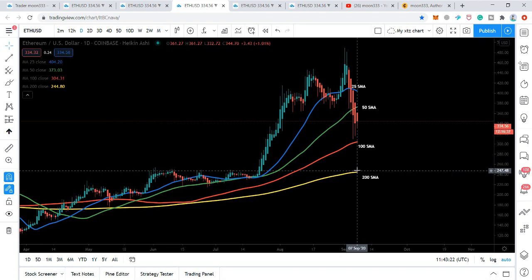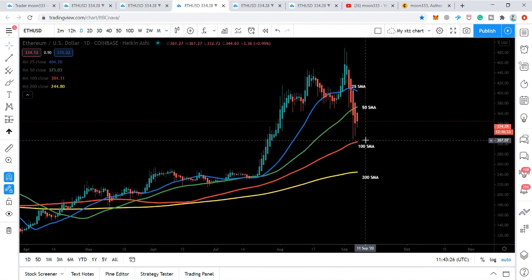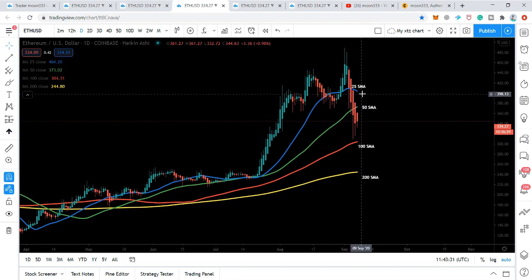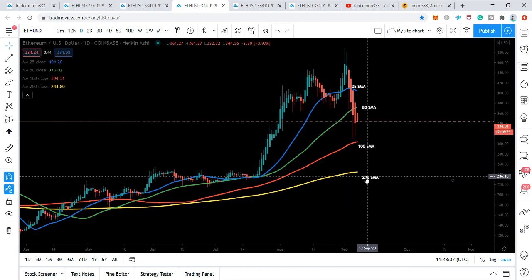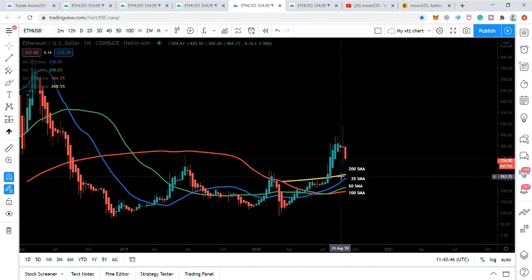So at this time, we can expect that if the price action bounces from this 100 simple moving average, then it can again break out the 50 and 25 simple moving averages. Otherwise, if it is broken down, then we can expect a further downward rally up to the 200 simple moving average. And on this weekly chart, we can see that the price action has very strong support at the 200 simple moving average. Then we have the 25, then 50, then 100 simple moving averages.